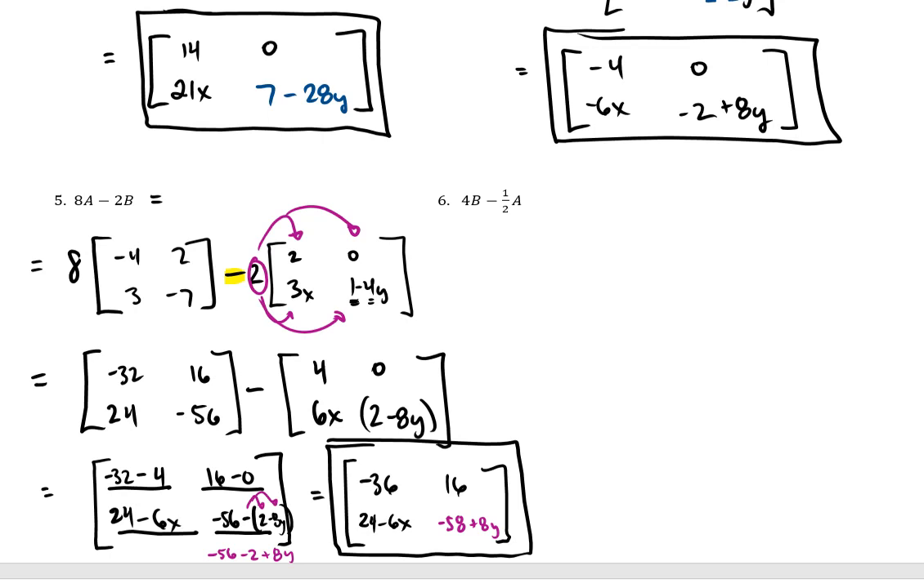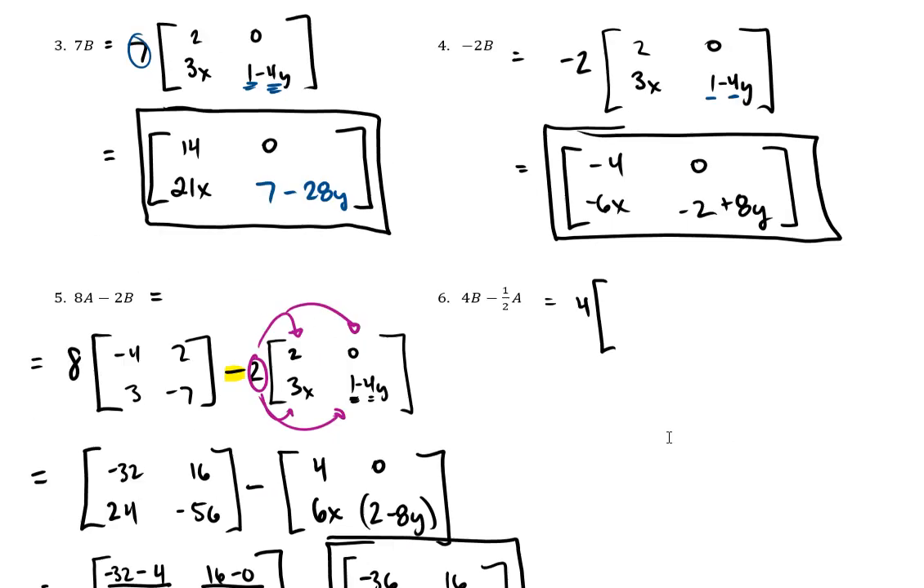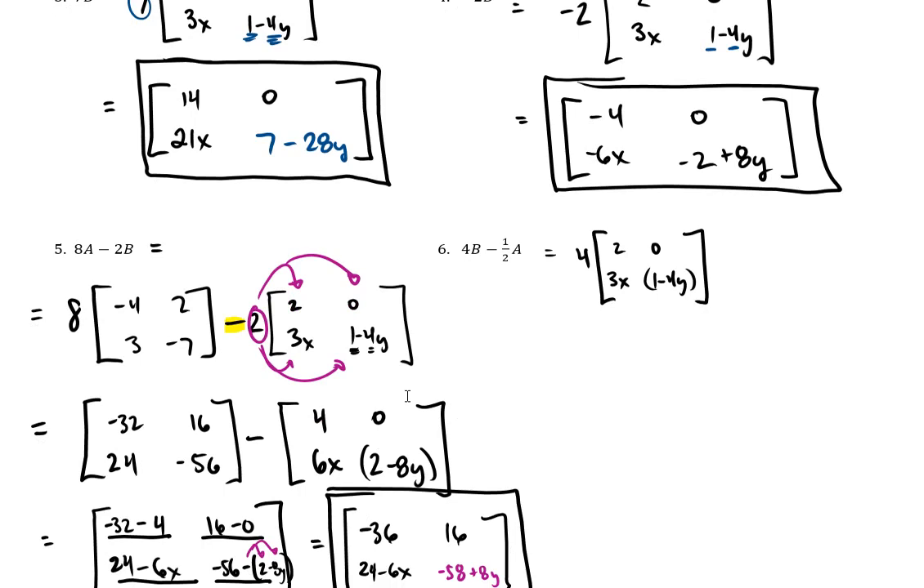Okay, so for number 6, let's go ahead and put it right to the side here. So 4 and then b. So be careful of the order. This time it is b that's first. So b is 2, 0, 3x and 1 minus 4y. And if it helps, you can put the parentheses on that multiple termed expression immediately. Okay, and then minus 1/2.